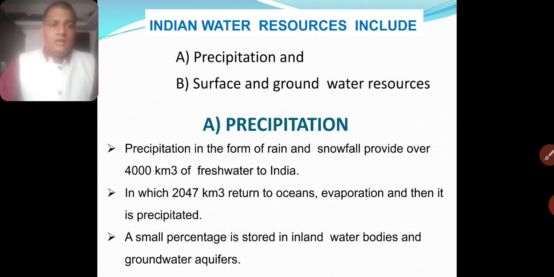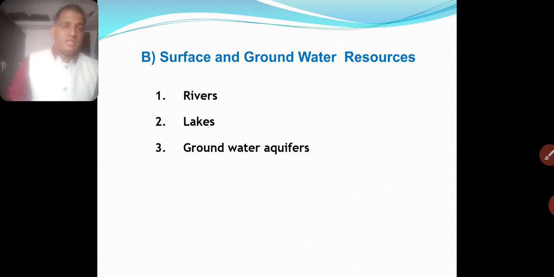2047 cubic kilometers return to the ocean through evaporation, and then it is precipitated. A small percentage is stored in inland water bodies and groundwater aquifers. The rest of the water meets the rivers and goes to the ocean. So this is the precipitation or rainfall. Second, from surface and groundwater resources, India receives more water: rivers, lakes, groundwater aquifers.